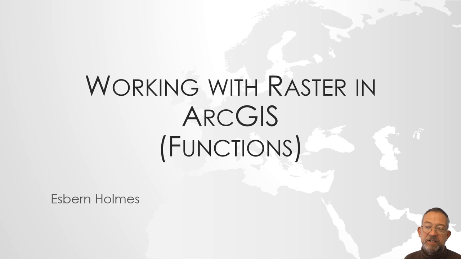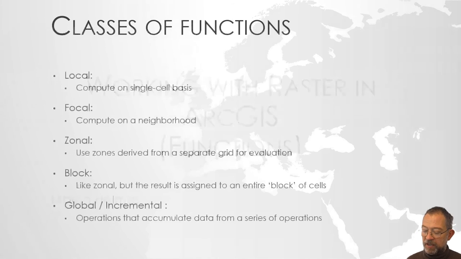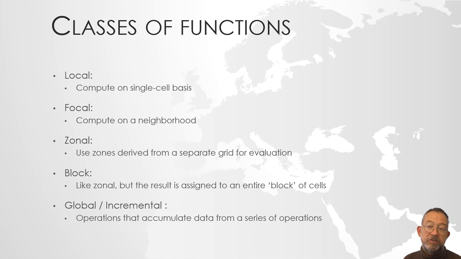Working with raster data in ArcGIS, where I'll be focusing on functions. There are, broadly speaking, 5 different categories of functions in ArcGIS or in map algebra, if you wish. We can talk about local functions, that is functions that operate on a cell by cell basis.